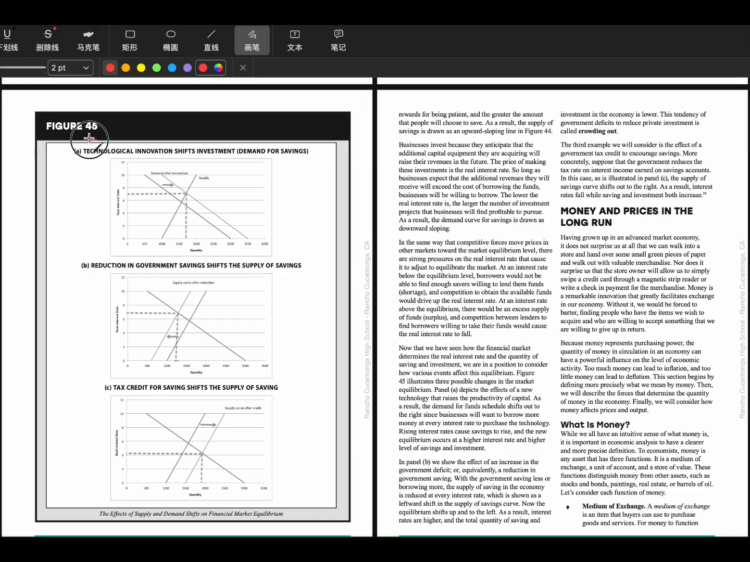Well, this first scenario over here is technological innovation. What can technological innovation do? If there's technological innovation, the firms will be happier. If the firms are happier, they're more likely to invest. In this case, the demand for loans will be higher. They would demand more loans. In this case, interest would increase and the demand curve shifts to the right, and that's okay.